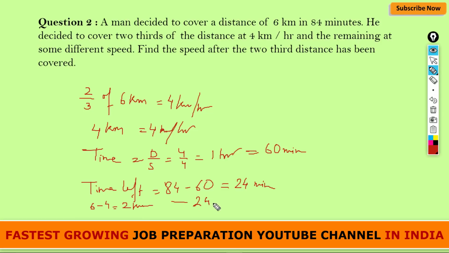So let us convert the 24 minutes into hours: 24 by 60. That will give you 0.4 hour. So the speed required for the remaining 2 kilometers equals distance by time. Here the distance is 2 and the time is 0.4, which comes to 5 kilometers per hour. So it was so simple.